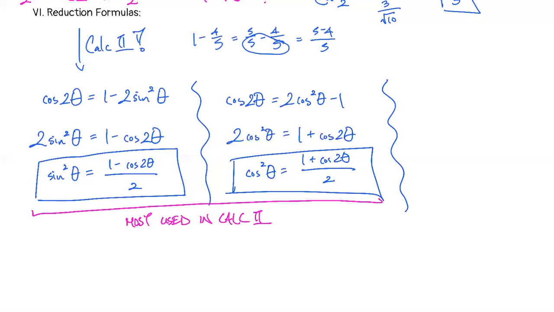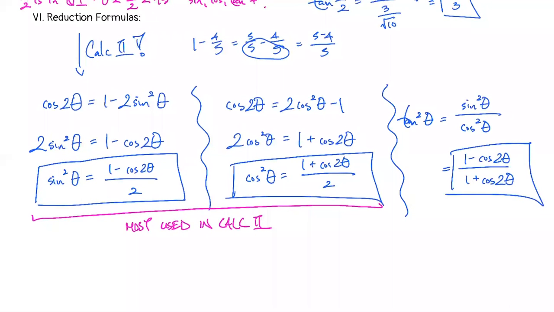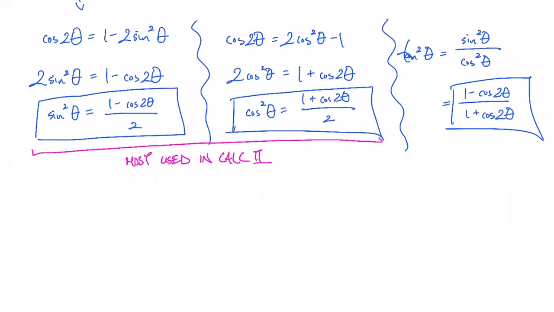If you have the tangent one, all you do is you take the sine and you divide by the cosine. So the power reducing formula for tangent squared theta is sine squared divided by cosine squared, which when we simplify what we have ends up being 1 minus cosine 2 theta over 1 plus cosine 2 theta. Okay. So these are the 3 reduction formulas, okay? And now with these reduction formulas, why are they really important?